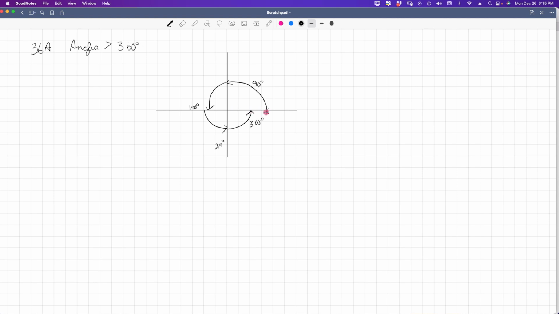Well, if it's greater than 360 and it's positive, then we started at the positive x-axis and we continued around until we got to that degree of measure. Let's say we had a degree of measure of 400. So we went around one time, that's 360, and then we did another 40 degrees, and that 40 degrees and the 360 degrees gave us a 400 degree angle.